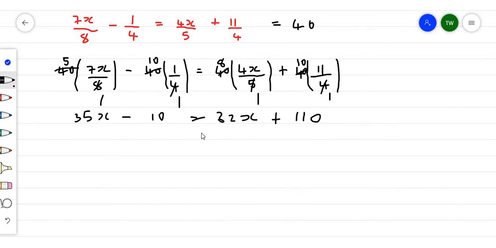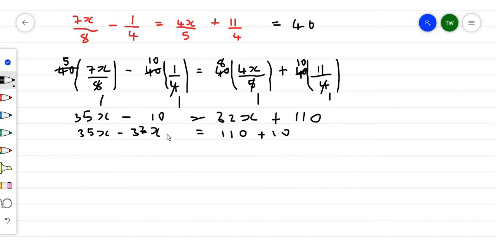Now at this stage, what we're going to do is to group all the like terms. So I'm going to keep the x on the left hand side, so I'm going to write out my 35x. I'm going to move this 32x to this side. Note that the sign in front of this 32 is positive, so when it comes across, it's going to become minus 32x. Equal to 110. And when I move this minus 10 across, it's going to become plus 10.